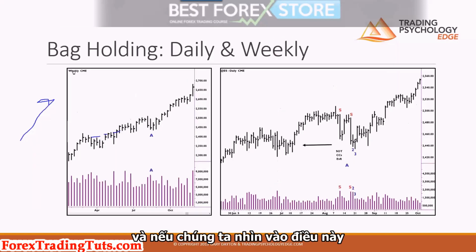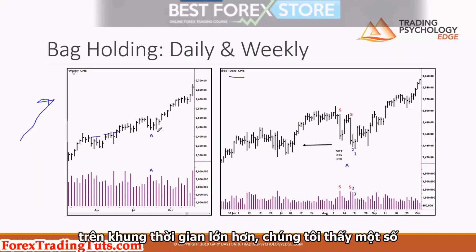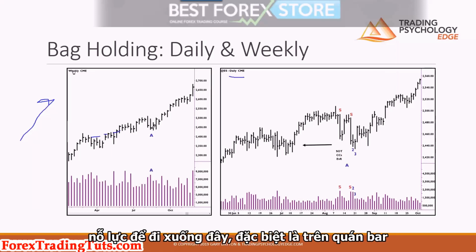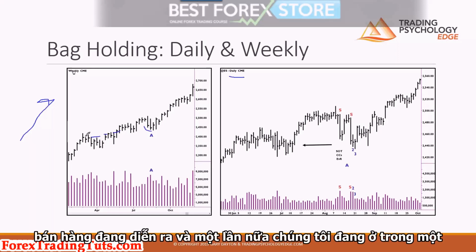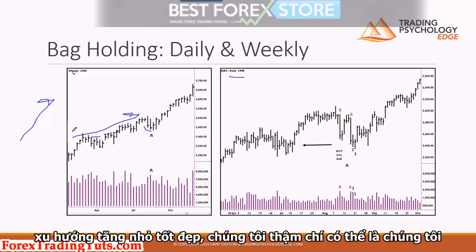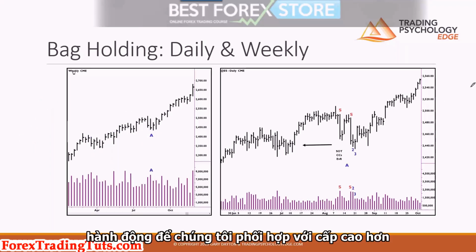And if we look at this, here's the daily. If we look at this on the larger time frame, we see some effort to go down here, especially on bar A. We see the shortening of the thrust. We see no real selling going on. And again, we're in a nice little uptrend. We might even be able to put a trend channel on there. But I'm not trying to show you trend channels because I'm trying to show you the price action.